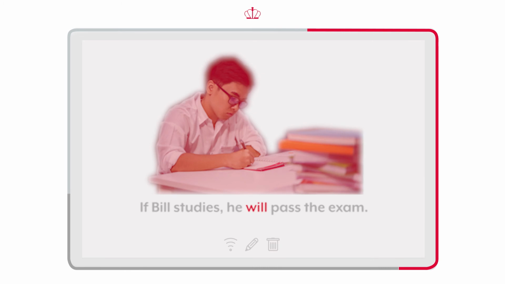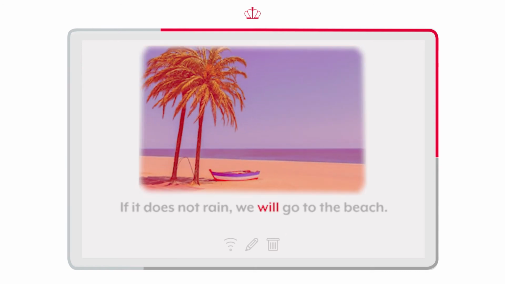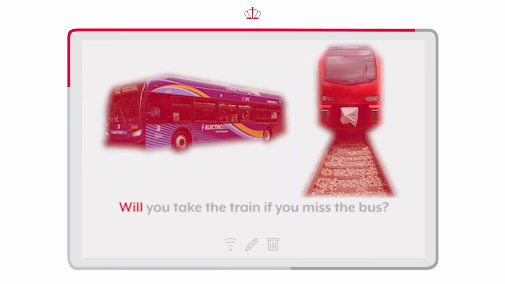For example, if Bill studies, he will pass the exam. Or Bill will pass the exam if he studies. If it does not rain, we will go to the beach. Or we will go to the beach if it does not rain. Will you take the train if you miss the bus? Or if you miss the bus, will you take the train?